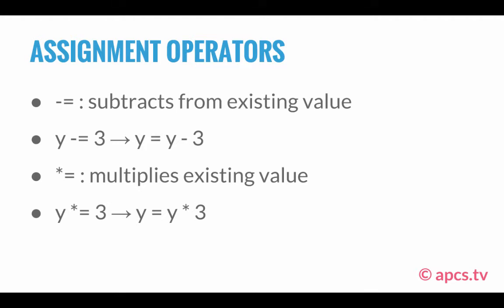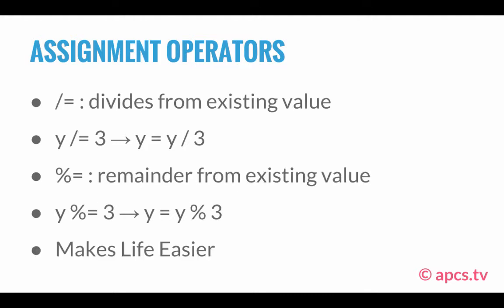Next, let's look at asterisk equals, where the asterisk stands for multiplication. You can probably infer by now that you'll be multiplying an existing value. So y times equals 3 is the same thing as y equals y times 3. You're basically just making the statement shorter with these assignment operators. Then we have slash equals, where the slash stands for division, and you'll be dividing the existing value. So y slash equals 3 is the same thing as y equals y divided by 3.